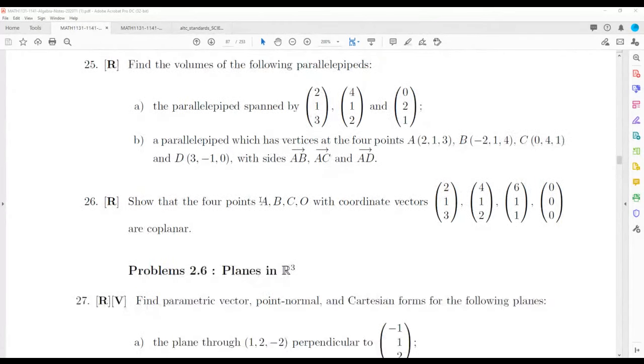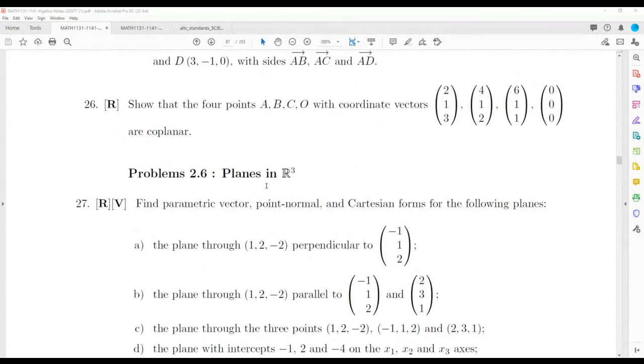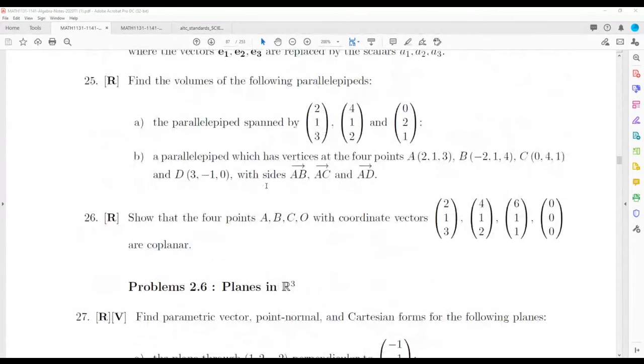Okay, so what have I got here? 26. All right, 26. So show that the 4 points, A, B, C, and the origin with these vectors are coplanar. All right, so first of all, what does coplanar mean? What does it actually mean, right? When we're reading questions, we have to understand the words in them. Who can tell me, what does coplanar mean?